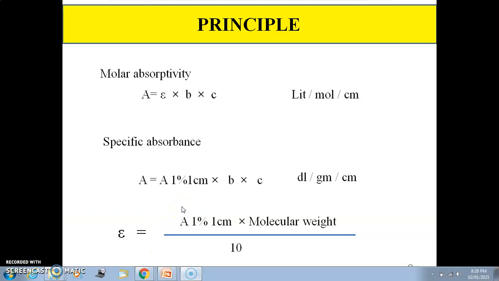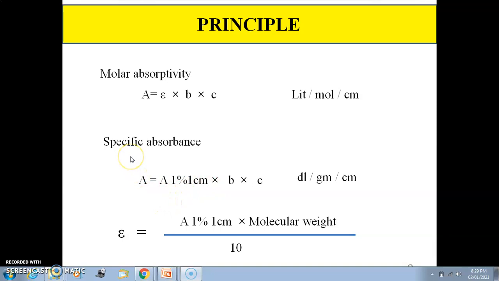The name and value of absorptivity depend on the unit of concentration. When concentration is in moles per liter, the constant is called the molar absorptivity. This is also called the molar extinction coefficient, and it is indicated by the Greek letter epsilon. The unit of the molar absorptivity is liter per mole per centimeter.